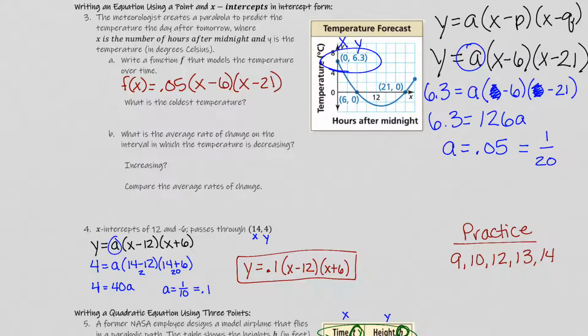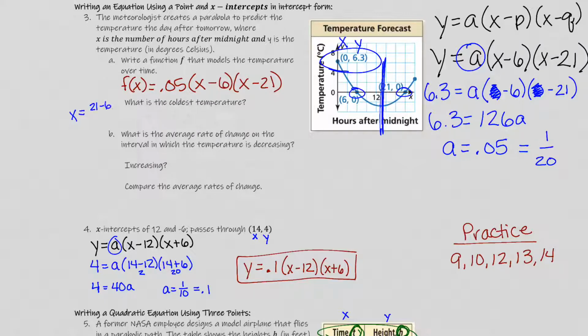All right, so again, you could type this in your calculator for y equals 0.05, parentheses x minus 6, parentheses x minus 21. You push graph, you could trace it, and that kind of thing, and you get an approximation, okay? Or you could push calculate, and it can calculate the minimum, okay? But mathematically, let's do it this way. We know our axis of symmetry has to be halfway between these 2 points, right? So I know my x value is going to be halfway between 21 and 6.